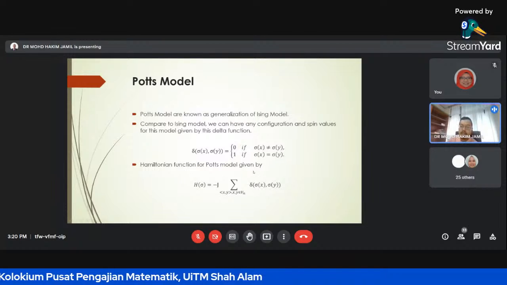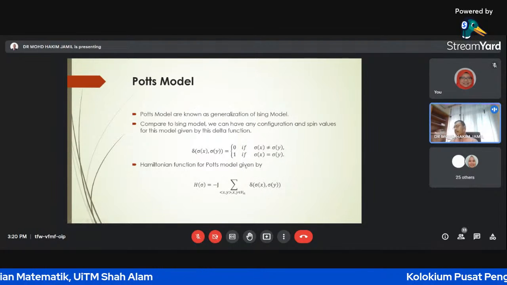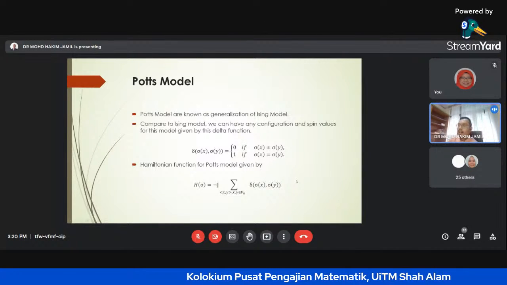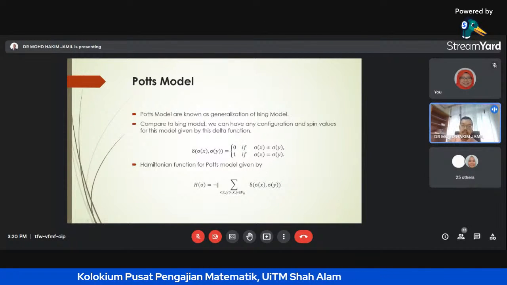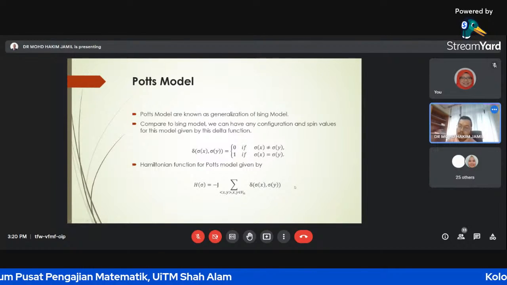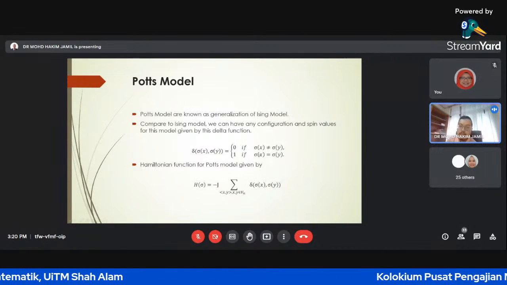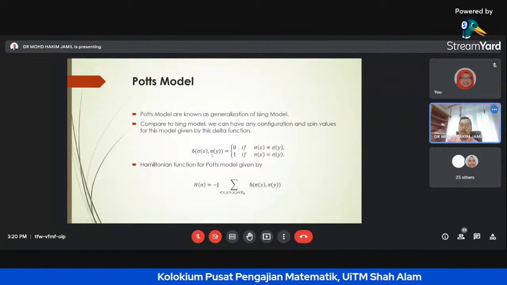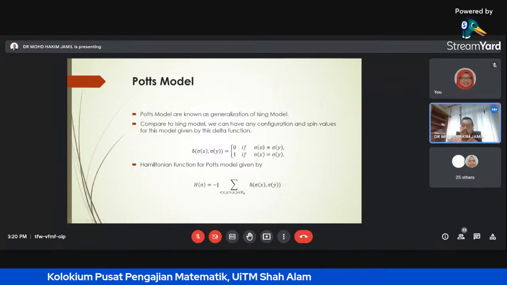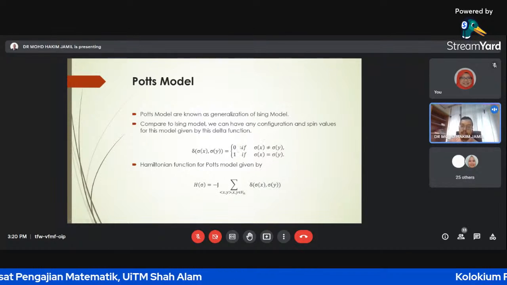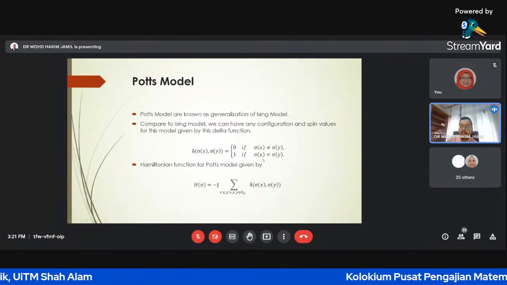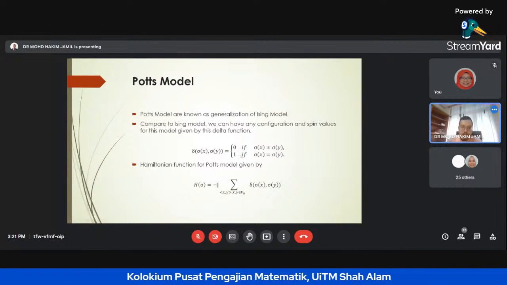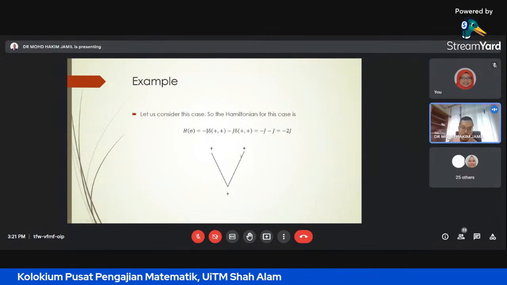So compared to the Ising model, where the interaction between sigma x and sigma y is a multiplication, for the Potts model we have the interaction between sigma x and sigma y in terms of a delta function. When sigma x and sigma y are different, we have value 0. And when we have the same value of sigma x and sigma y, then we have value 1.